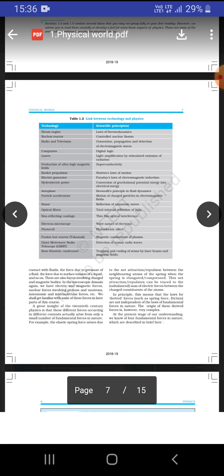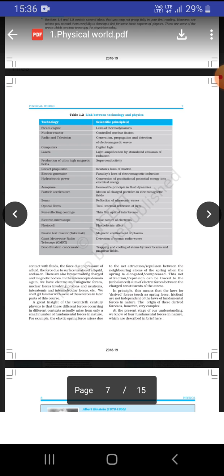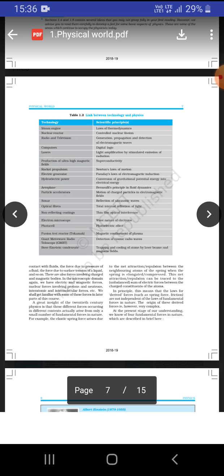Technology like computers is running on the digital logic of physics, and radio and television are running on the generation of electromagnetic waves, sound waves, wavelength in physics. On that it is based.